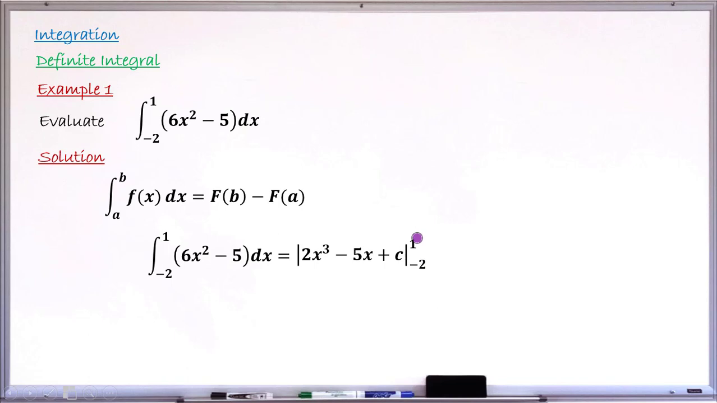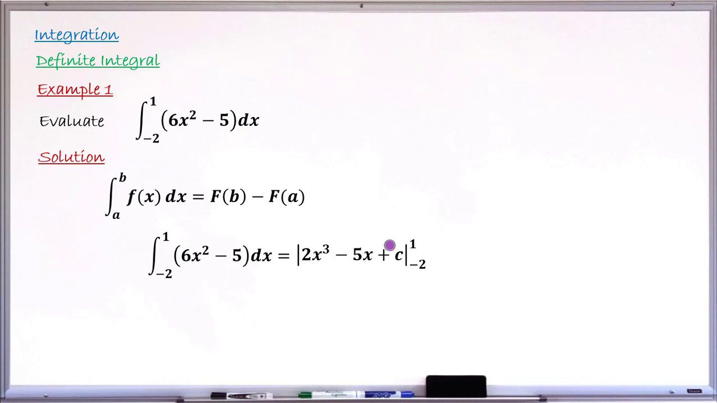So what I'm going to do, this is now the integral of the original function. I'm now going to replace the x first by the higher limit, that is 1. Then later replace the x by the lower limit, which is minus 2. Then the two results, I'm now going to subtract the 2.